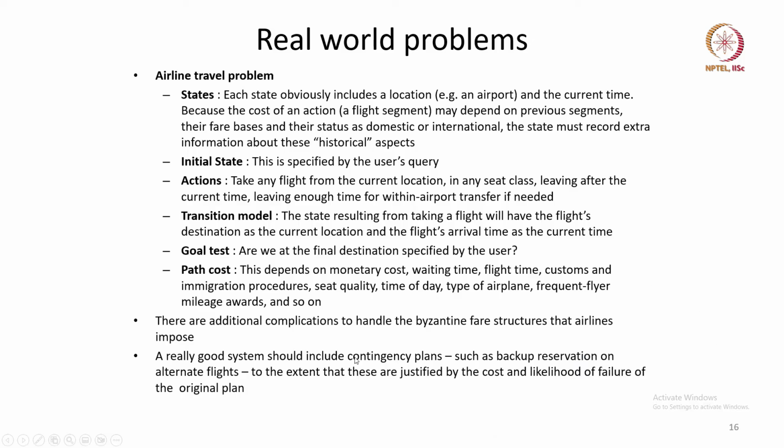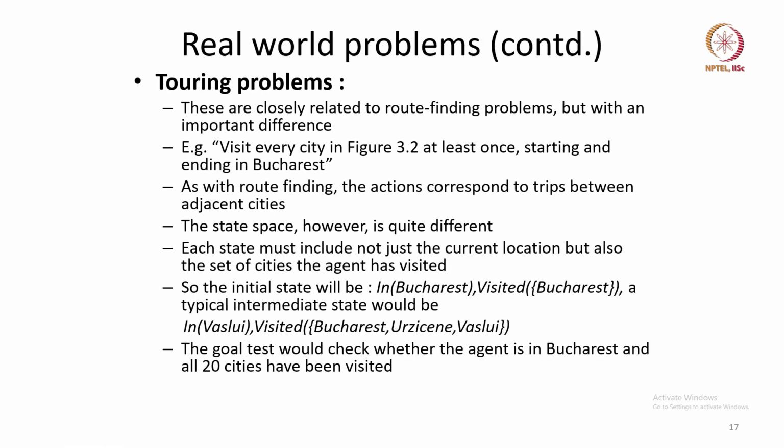And a good system also includes contingency plans basically. Okay. So this is one real world problem. Another real world problem is a touring problem. So it's something like the route finding or the traveling salesman problem. So visit every city once, starting and ending in Bucharest.